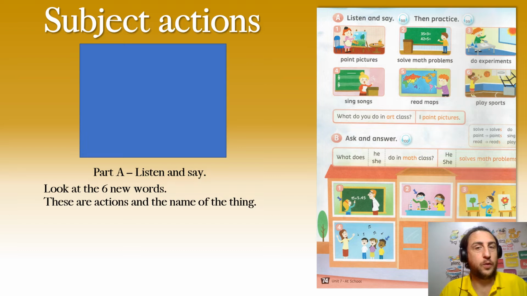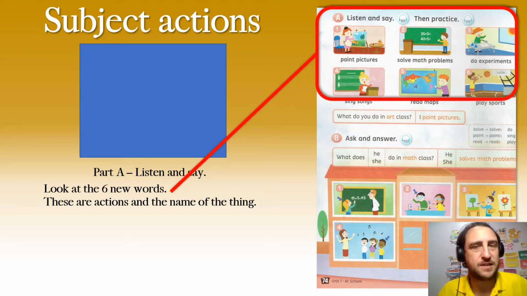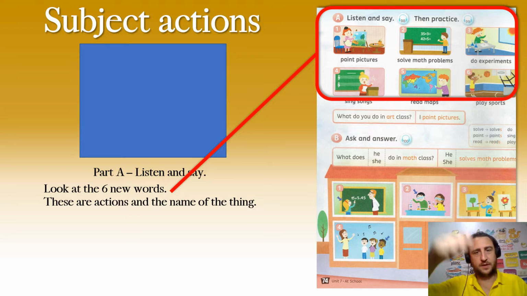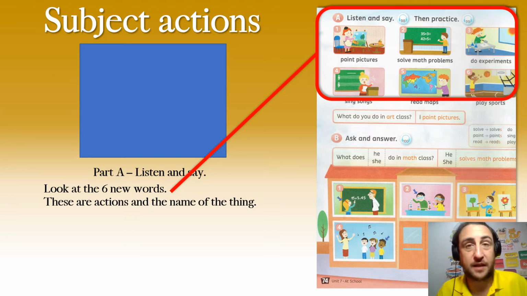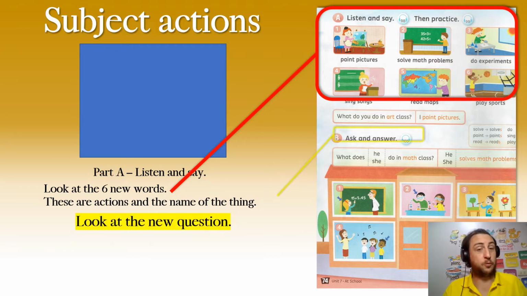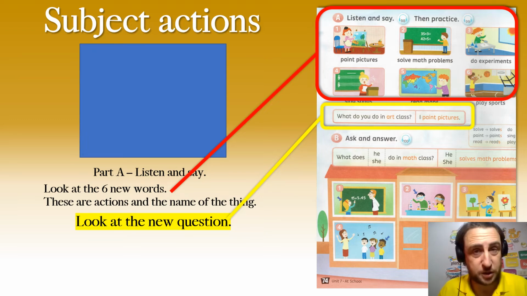So we need to look at number 1. Let's look at number 1 here. Paint pictures. So we have an action, paint, and then we have the thing that we are painting. So that is picture. Okay, there are 6, so we will learn these today. They are new. Then we will look at the new question.